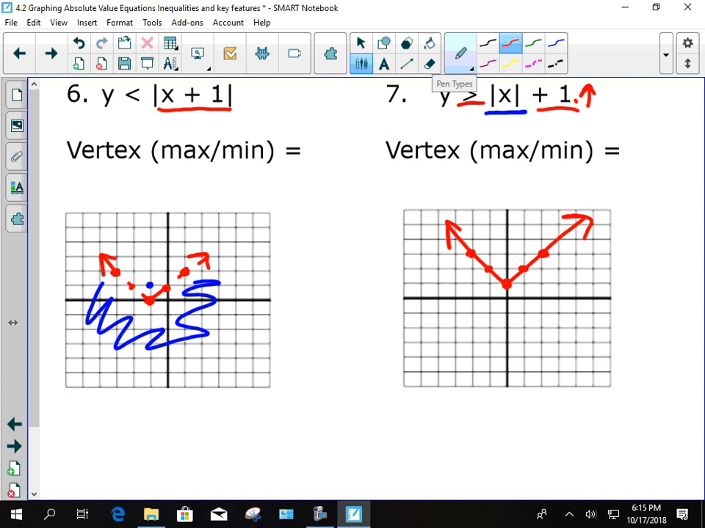So hey, okay, now we're going to test the point. We're going to test x is 0, y is 3. So is 3 greater than the absolute value of 0 plus 1? 0 plus 1 is 1. Is 3 bigger than 1? Yes, so I shade inside. I know that gets confusing.